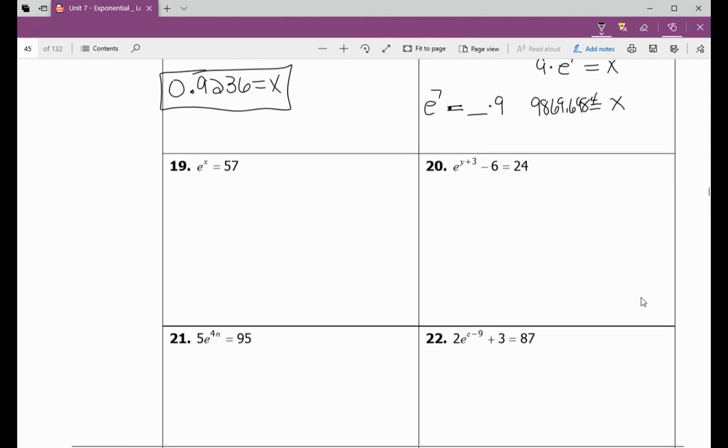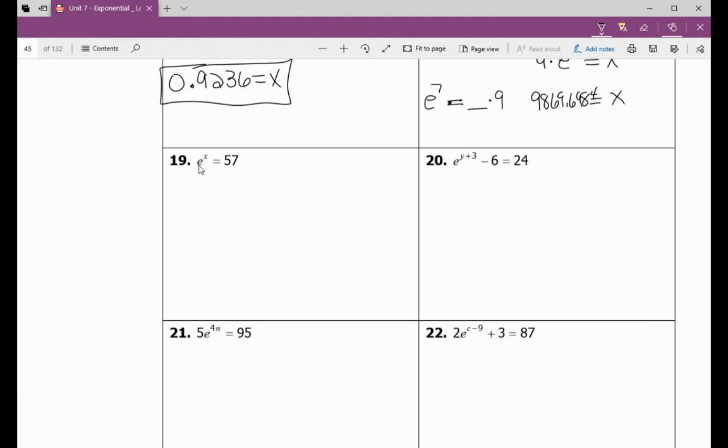All right, we have a few more examples to get through. So here I have e to the x equals 57. So what I'm going to do is natural log both sides. We did this with log, so you can natural log both sides. Now, anytime you have natural log of e to the x power, the outcome is just the exponent. So this drops out, and I end up with x equals natural log 57. And that decimal number you should get is 4.0431.